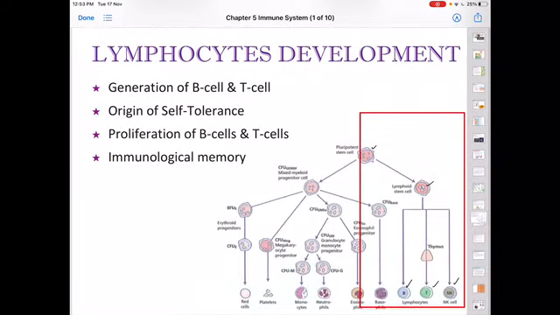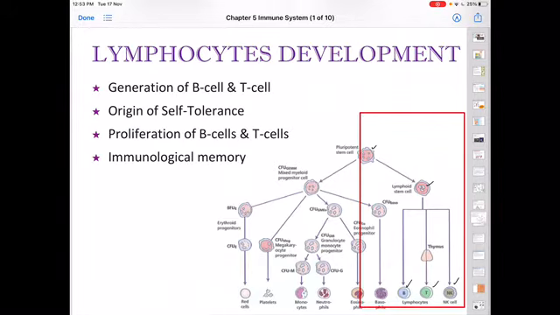So this is about generation of B cell and T cell. How B cell and T cell generated? We know that both of the cell are produced in the red bone marrow, but they mature in different places. And the origin of self-tolerance. What is self-tolerance? Please do some homework on self-tolerance. And the proliferation of B cells and T cell. Proliferation here means the multiplication.